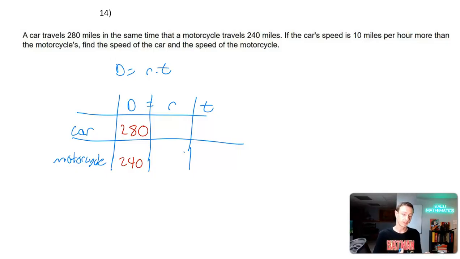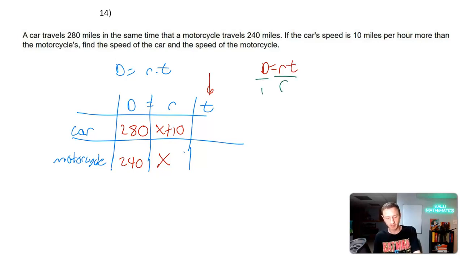So how could I illustrate that as an expression? If the motorcycle is going x, the car is going x plus 10. So I'm missing this component of time. But if I go back to my formula, distance equals rate times time, I can solve for time. I can divide by r, so time is equal to distance over rate. So I could rewrite this as 280 over x plus 10 and 240 over x.